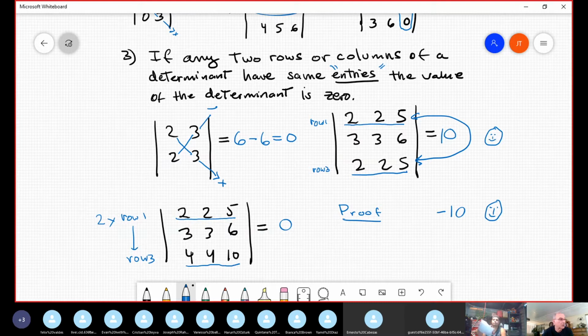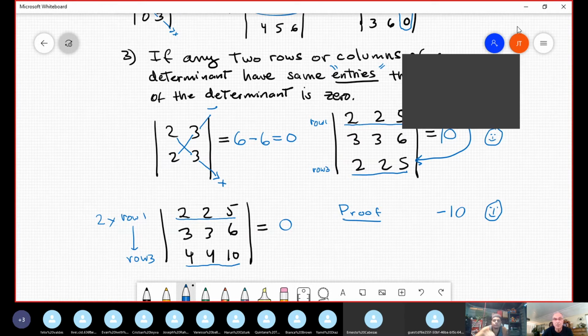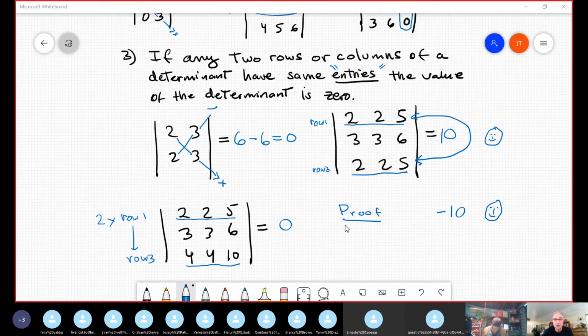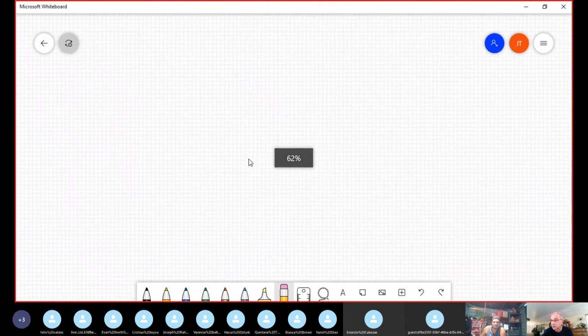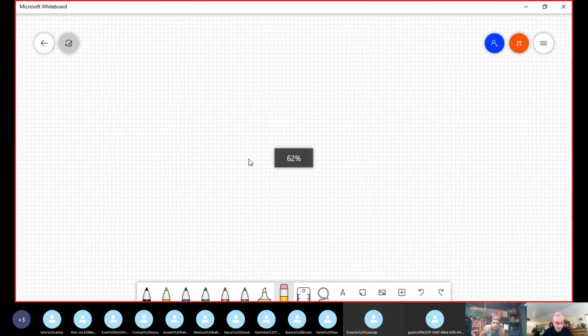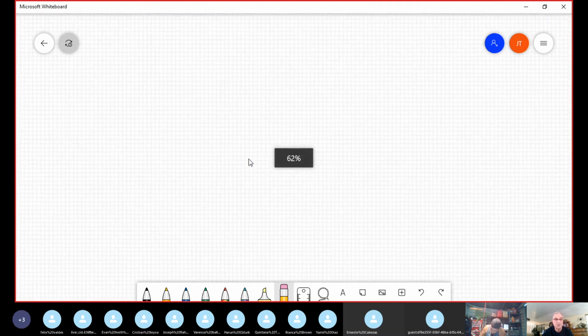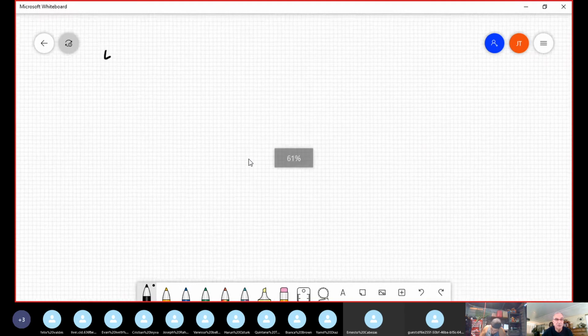Property number, what number? 4, no? 4. You are right, 4. I want to erase the board because there is too much information. When you write too much information on the whiteboard, the whiteboard becomes a little bit slow. Okay. Property number 4 says.